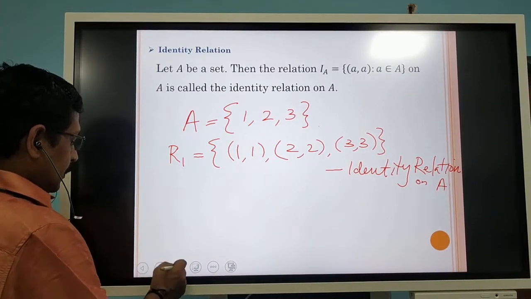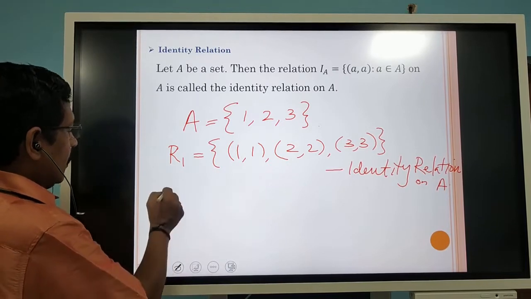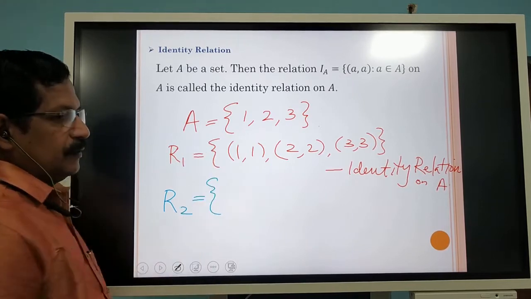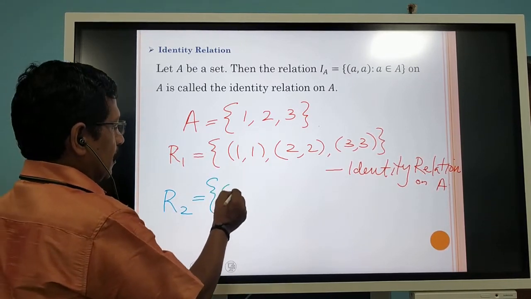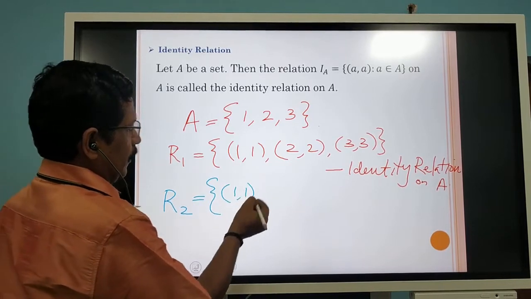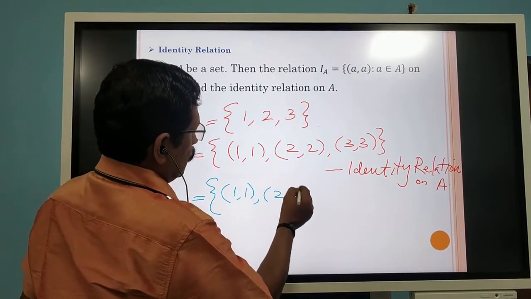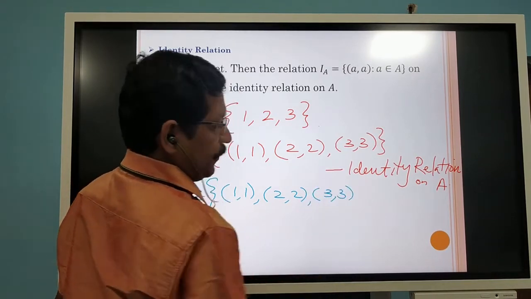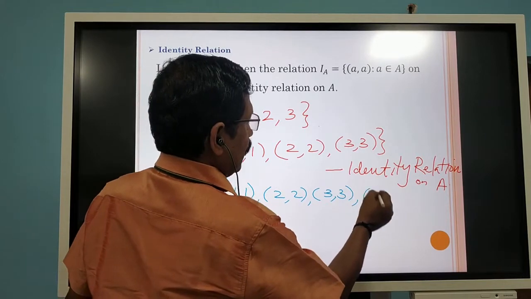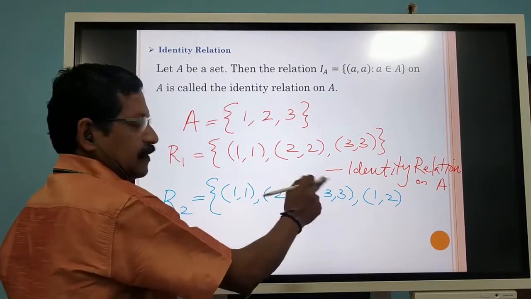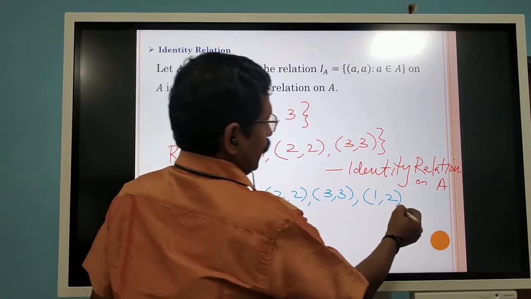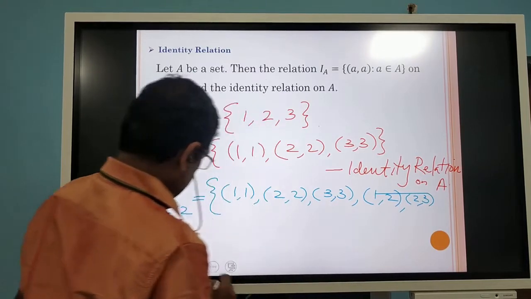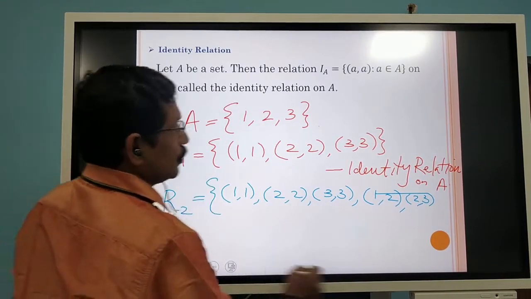Now I am writing another relation, R2. In the same way, R2 is equal to the ordered pairs (1, 1), (2, 2), (3, 3), and also the ordered pair (1, 2), because in this set 1 is related to 2. And then I am writing the ordered pair (2, 3) also. It means that 2 is related to 3.